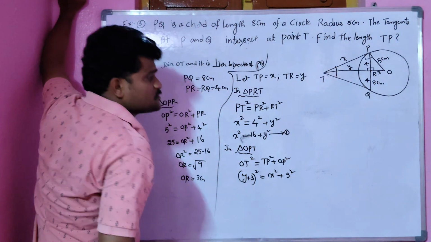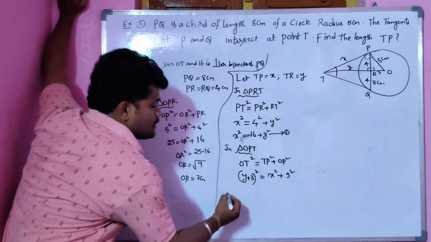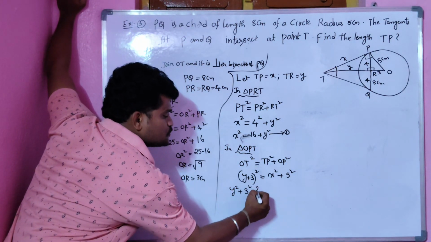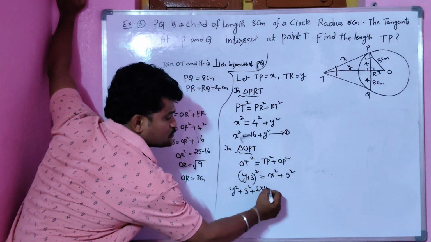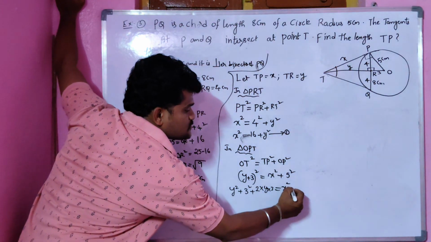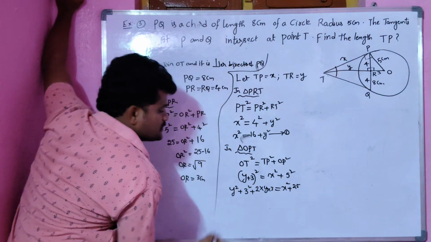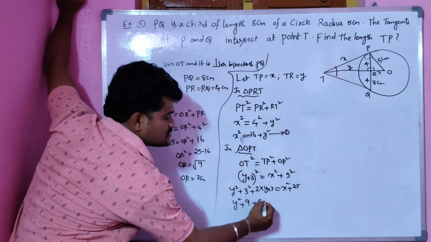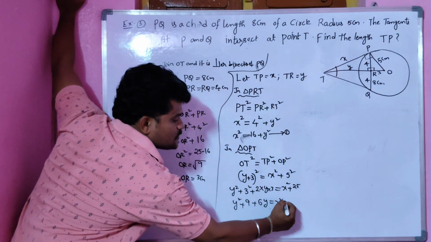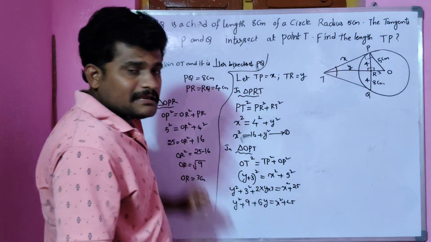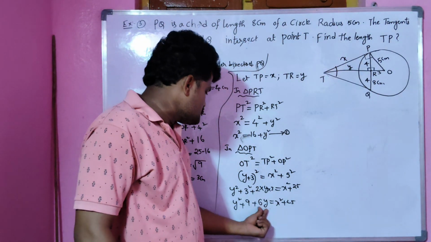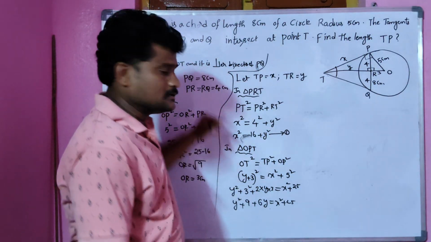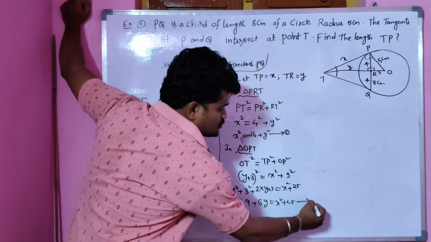Then for y plus 3 we can apply (a plus b) whole square. What is (a plus b) whole square? It is a square plus b square plus 2ab. So 2 into y into 3, which is equal to x square plus 25. Then I'll write this as y square plus 9 plus 6y is equal to x square plus 25. Here we have x square, y, and y square, so we cannot simplify this one. But we can do something here, and I consider this as equation number 2.